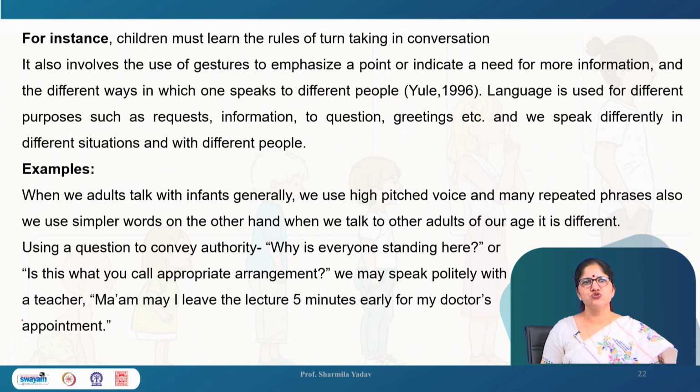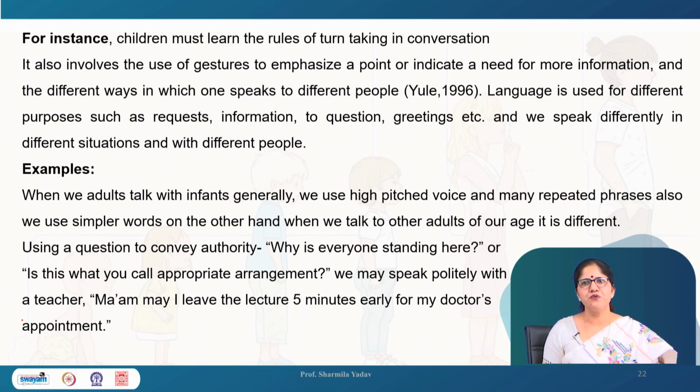When we adults talk with infants generally, we use a high pitched voice and many repeated phrases also. We use simpler words. On the other hand, when we talk to other adults of our age, it is different. Using a question to convey authority: Why is everyone standing here? Or is this what you call appropriate arrangement?